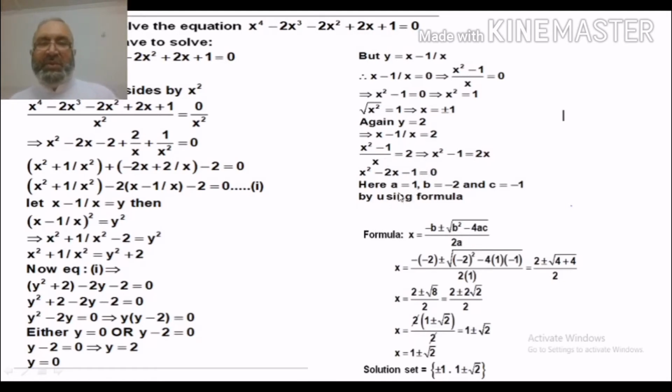Here, by the quadratic formula, a is equal to 1, the coefficient of x square, b is minus 2, c is minus 1. Putting a, b, c in the quadratic formula and simplifying, we get x is equal to 1 plus minus under root 2. So that is the second solution. So the solution set: first, x is equal to plus minus 1, and second, 1 plus minus under root 2.